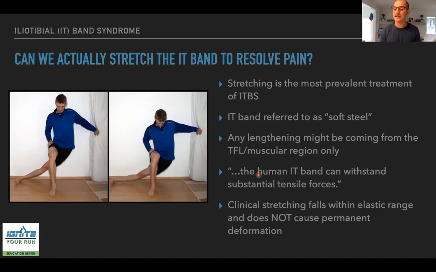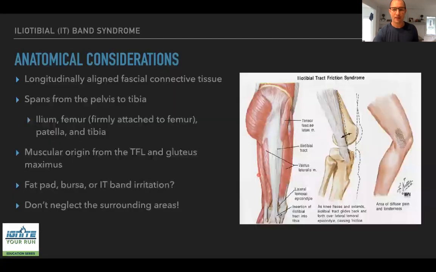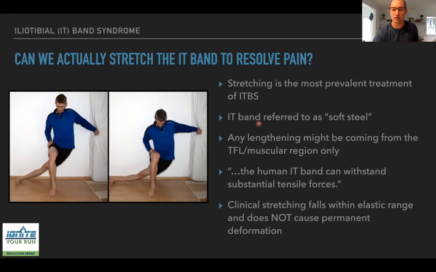What they believe is any lengthening that you tend to get from stretching this is actually coming from the muscular region of the hip. So the glute maximus muscle, the TFL muscle, which I showed originally here. Some of these muscles up here are usually where you're getting that lengthening, but it's typically not actually the IT band itself because it's too strong of a tissue. So what they showed through the research, the human IT band can withstand substantial tensile forces, and stretching of the IT band only falls within what's called an elastic range. So if we think about an elastic band, that elastic band can stretch, but as soon as you let go of that stretch, it comes right back to its original position.